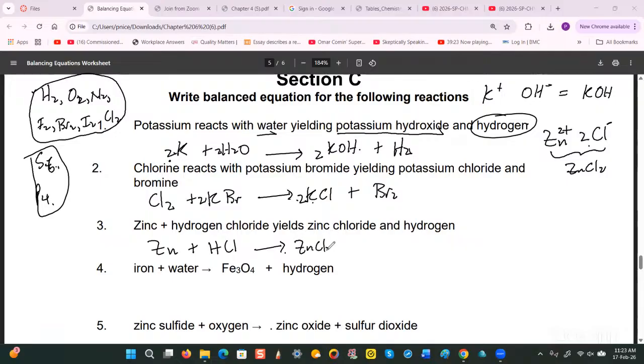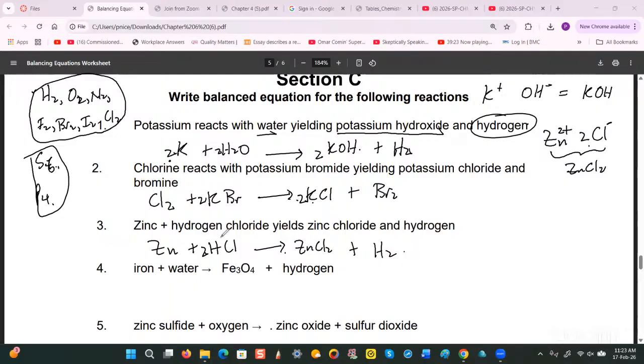So you see, it's very important that you know what the charges are. Well, you don't have to memorize it because you have the tables. You have to refer to the tables so that you can determine what the formula for the ionic compound is, right? So you cannot just put ZnCl. It would be ZnCl2. Okay, and then hydrogen, we all know what that is, H2, right? So now we need to balance it. So how do we balance it? Exactly, put a 2 here, and that's it. Okay, so that's basically how that is done.